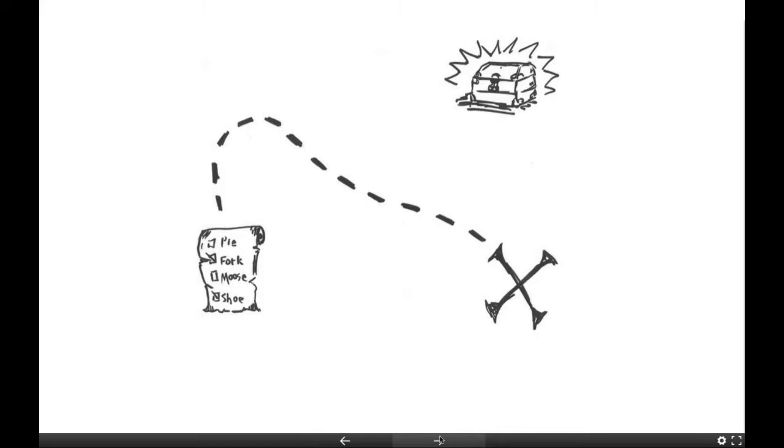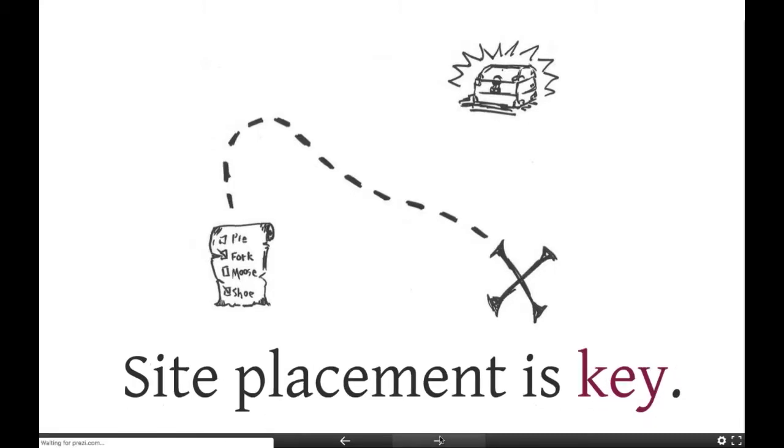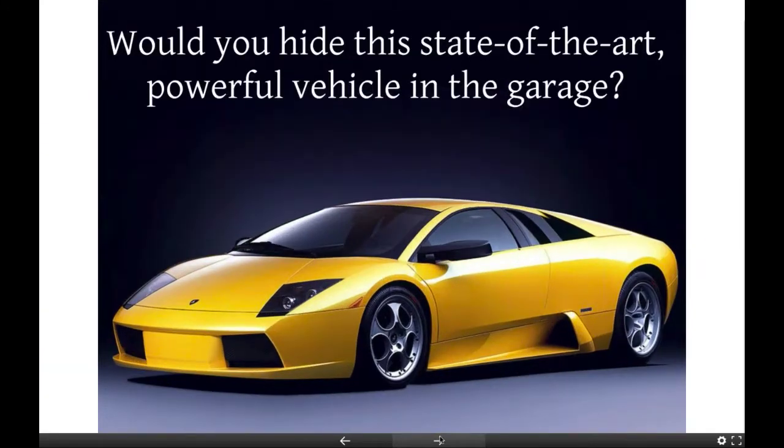And we know that every time you require your website visitor to click another link to be able to find things, you are going to have some traffic drop off. You're going to be losing people. So we want to make sure that is never the case. Site placement is absolutely key when it comes to putting your key data online. We want to make sure that it's easy to find and intuitive. After all, you wouldn't buy yourself a beautiful car and then only hide it in the garage.